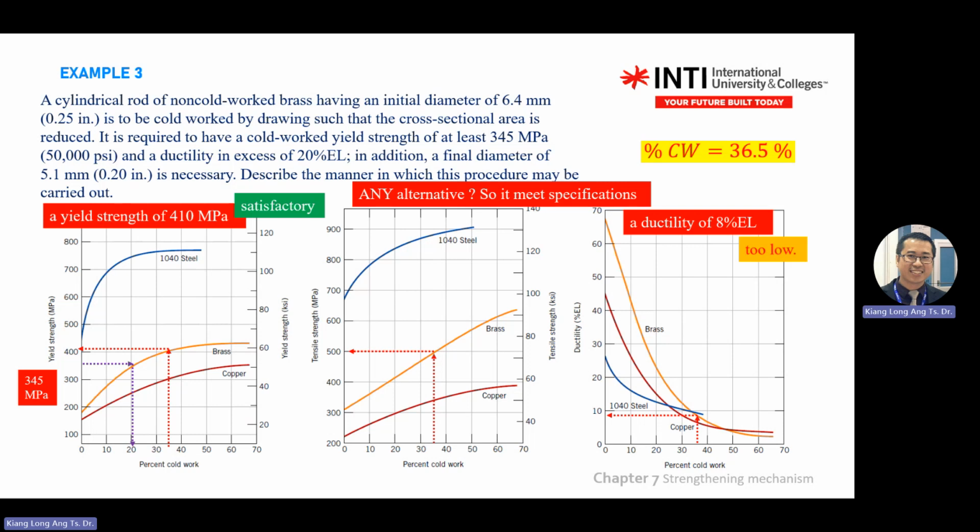How many percentage of cold work do you need to get 20% ductility? How many percent cold work? 20% for brass is about 23, 22 or 23%. What is the equation of cold work? What can you change?